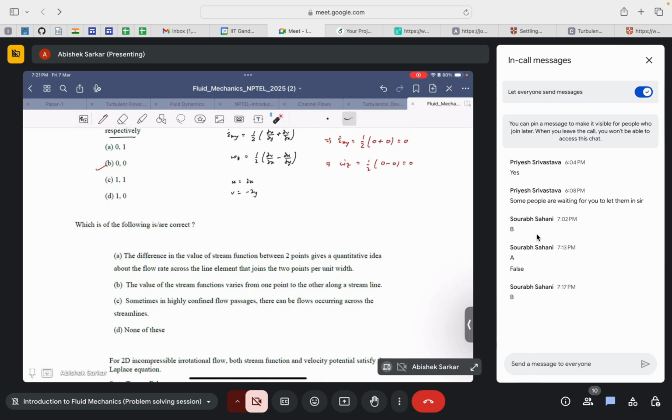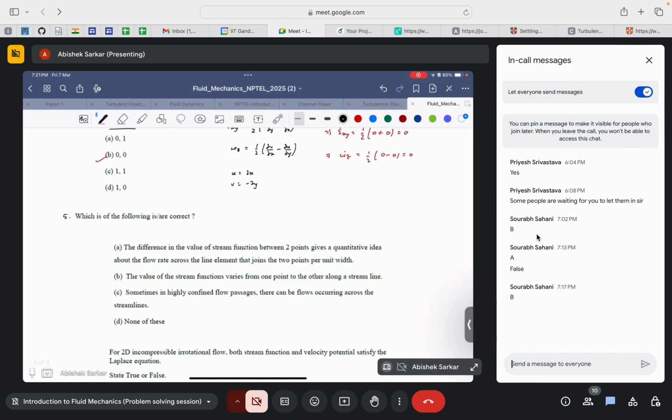Okay. Question number 5: which of the following statements is or are correct? A: the difference in the value of stream function between 2 points gives a quantitative idea of the mass flow rate across the line element that joins the 2 points per unit width. This is related to the derivation by Prof. Chakraborty that I was discussing, how there is no flow across a streamline. B: the value of stream function varies from one point to another along a streamline. C: sometimes in highly confined flow passages there can be a flow occurring across the streamlines. Or D, none of this. So which of the following statements are correct?